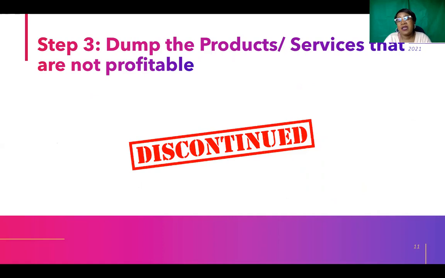Once you have done that analysis of identifying the best sellers with a high gross profit margin, or that are profitable, you need to dump products that are not profitable. You need to dump services that are not making the mark, especially in your average margins. Now, there are products that you may decide to continue with, which may not necessarily be profitable, when those products provide you with a better positioning.